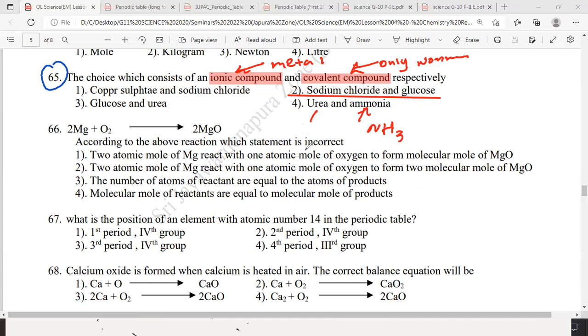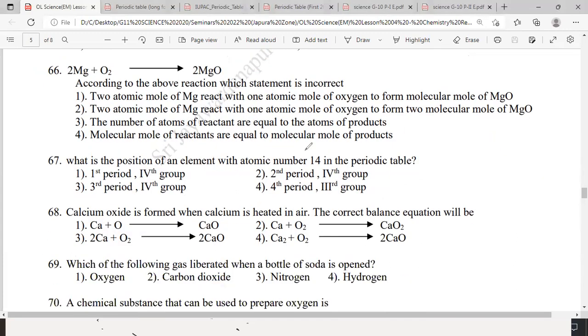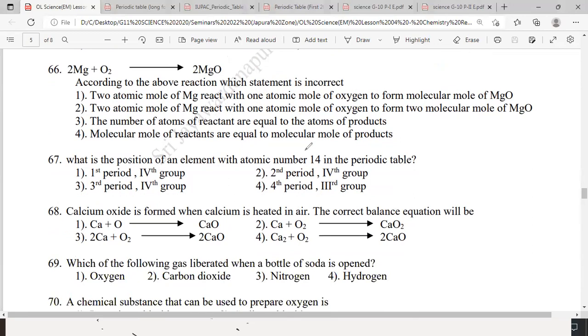Question number 66. You are given a balanced chemical equation for the burning of magnesium, or the reaction of oxygen with magnesium. What is the most correct answer? Number of atoms of reactant equal to the number of atoms of products. 2 atomic moles of magnesium react with 1 atomic mole of oxygen. Wrong. Molecular mole of reactant equal to molecular mole of products. What is the most correct answer?